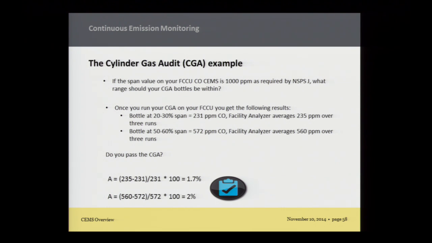So once you run your CGA on your FCCU, you get the following results. My bottle at 20 to 30% of span was 231 ppm per the certificate, and my analyzer averages 235 ppm over the 3 runs. So do you pass the CGA? Well, hold on, we can't look yet because we got to look at the 50 to 60%. So my bottle is 572, and my analyzer averages 560. So I'm at 1.7% of the low and 2% of the high. So I'm well within range. You pass your CGA.